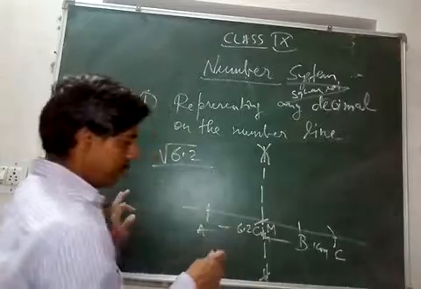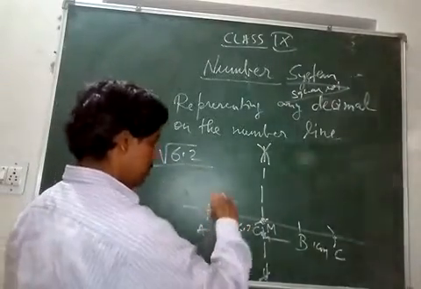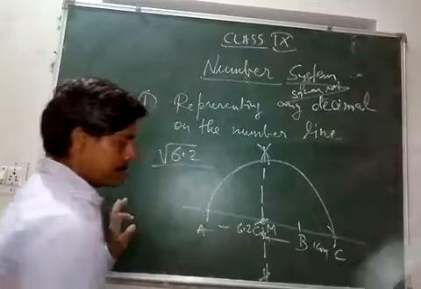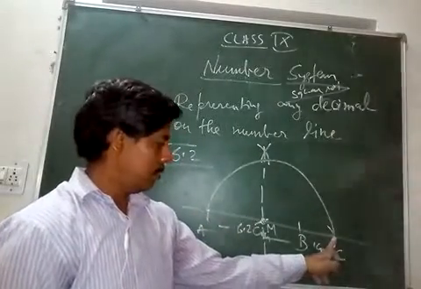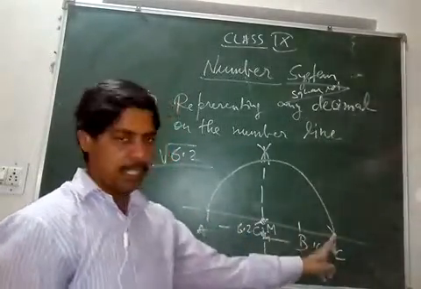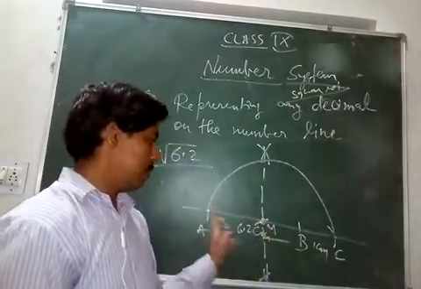If they are equal, you can draw a semicircle. Put your compass here at M and draw a semicircle. You will see that it will touch at A and C. This M is the midpoint of AC, not AB. M is the midpoint of AC.